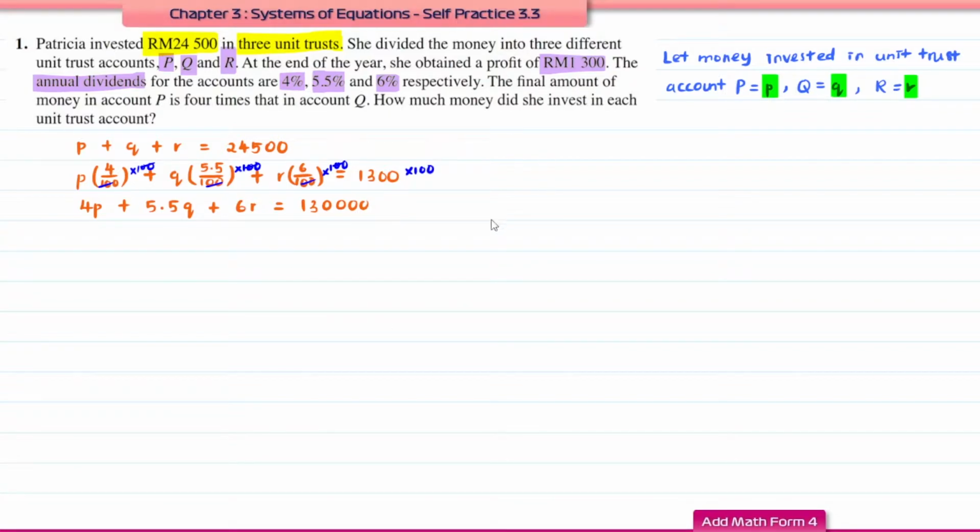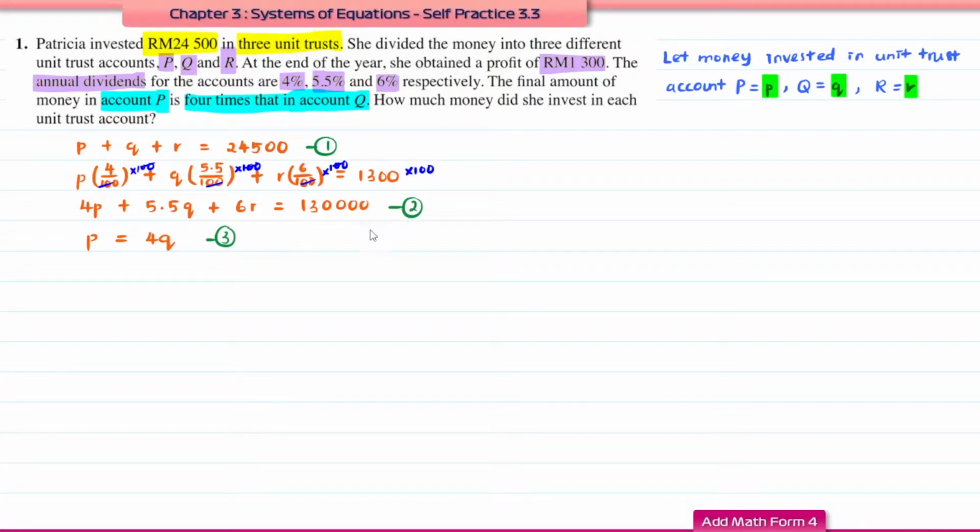The other equation that we can form is from this information: the final amount of money in account P, the small letter p, is 4 times that in account Q, which means p is equal to 4q. So those are the equations that we can form. Let us label the first as equation number 1, the second as equation number 2, and p equal to 4q as equation number 3.